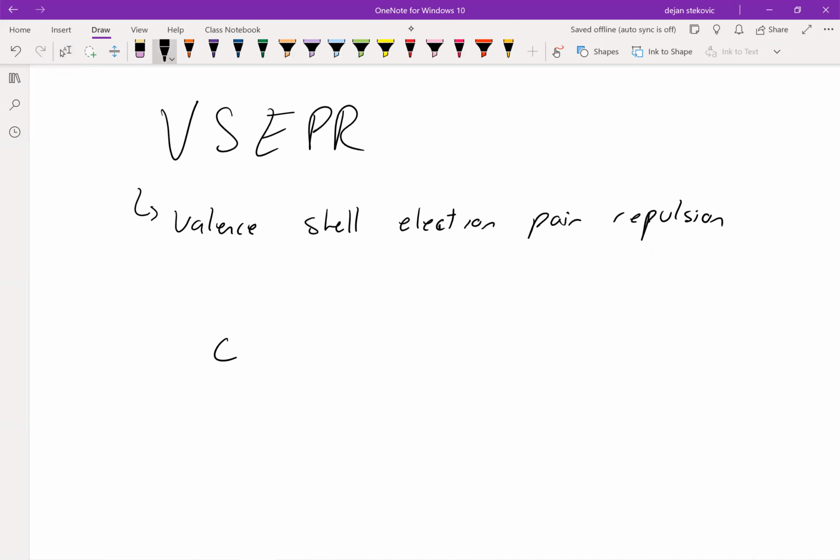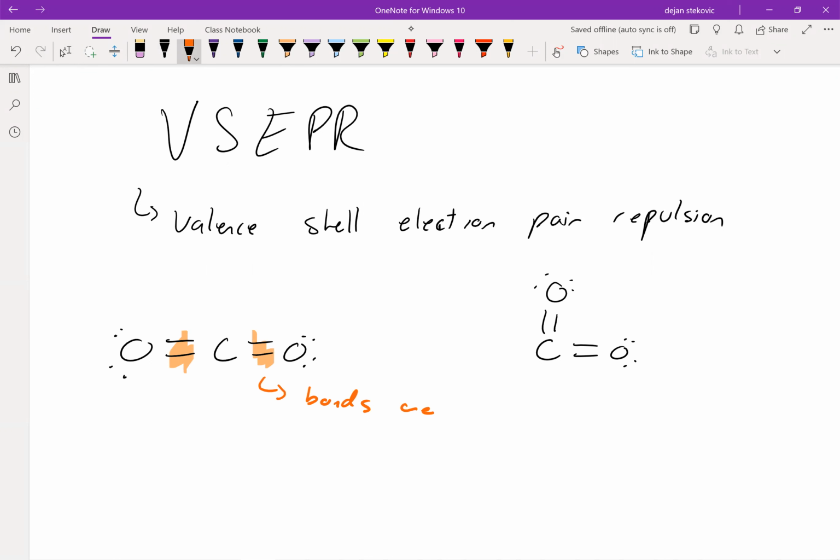So for example, if we drew our carbon dioxide structure in two ways, which one of these more accurately describes the shape? And so what we say is that these bonds, and lone pairs as well, are made of electrons. Electrons repel one another. And since they repel one another, they want to get as far away as possible.